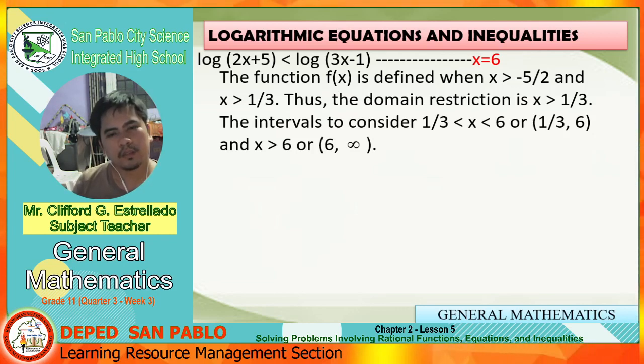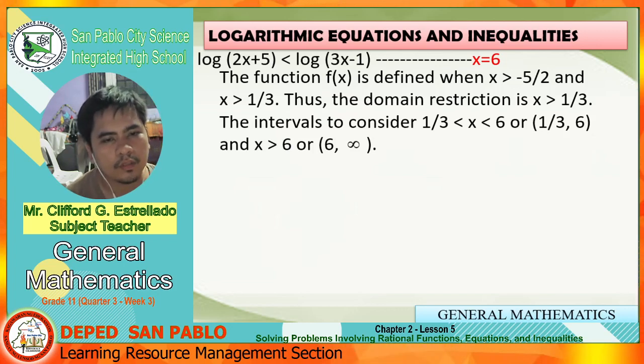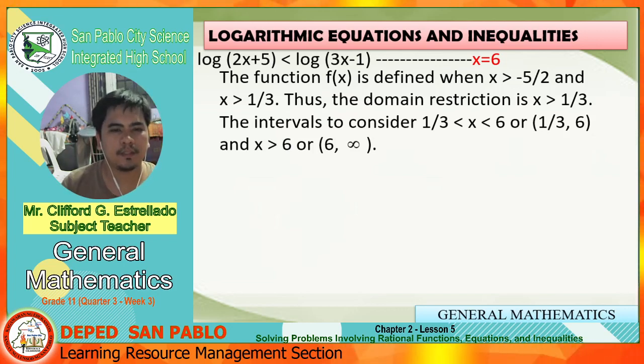Kaya yung magiging intervals na i-consider natin, so we have x is greater than 1/3 but less than 6. Kinuha yung 6, dun sa na-solve natin na x is equal to 6. So, we have here 1/3, 6. And yung isa pa na interval, x is greater than 6. So, yung isa, 6 equal to 6 yan. So, isa less than 6, yung isa greater than 6. Okay? Or 6, positive infinity.